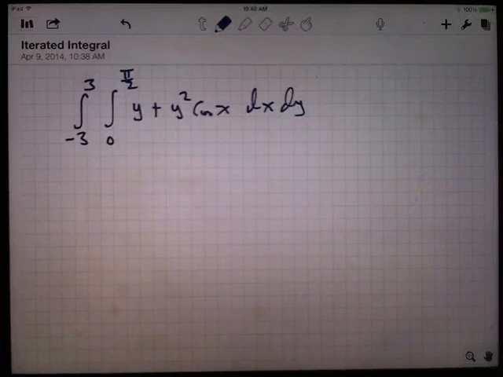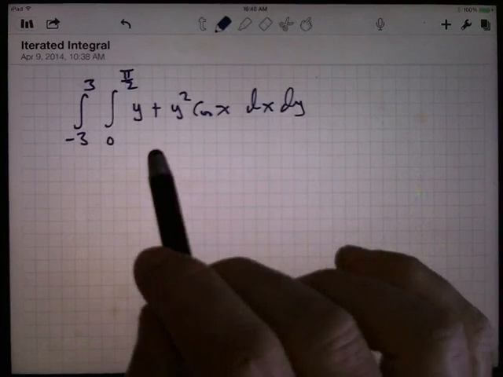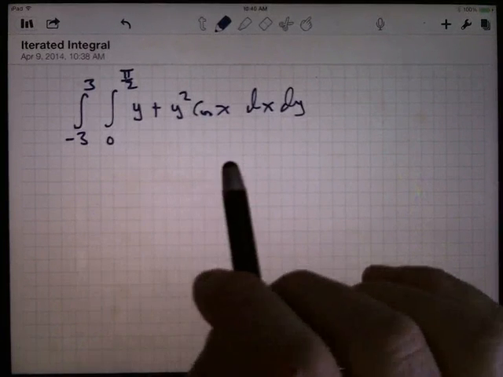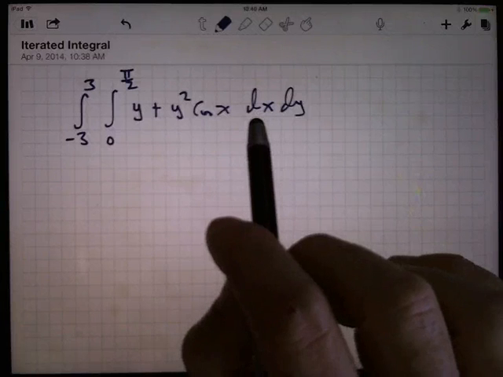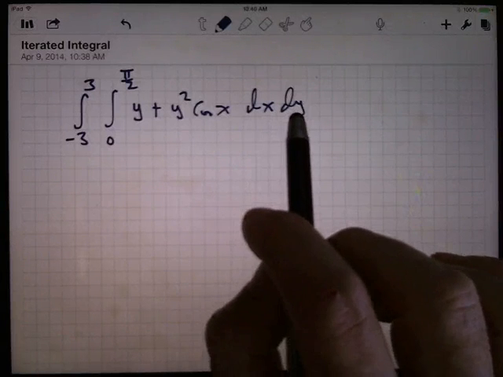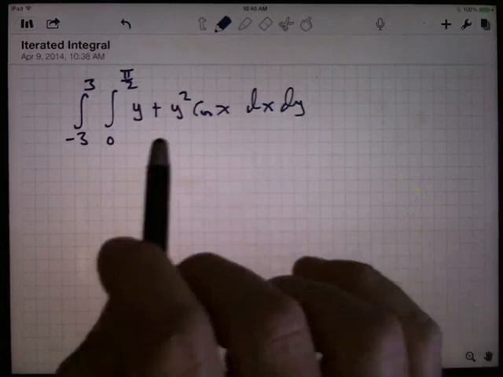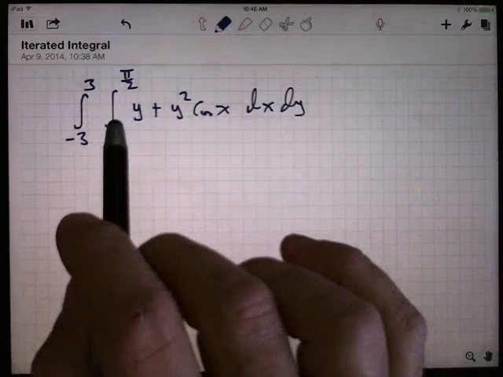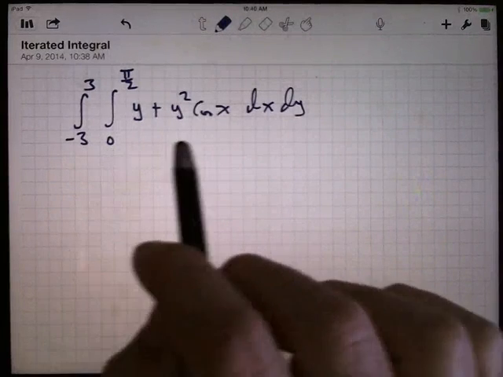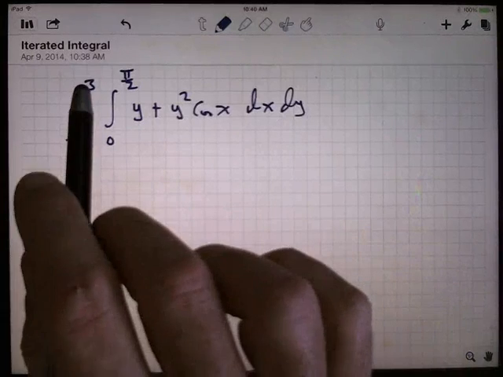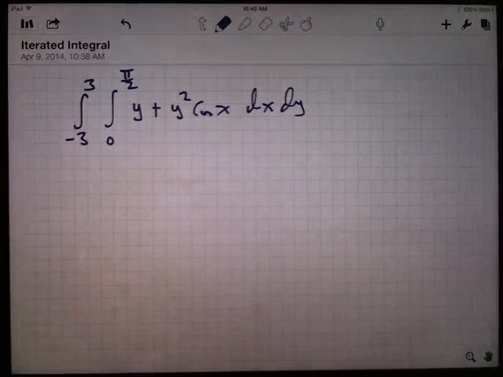I want to do an example of an iterated integral for you here. I have this integral here. It says integrate first with respect to x and then with respect to y. So with the dx on the inside, these are the limits for the x variable, and the dy on the outside, these are the limits for the y.